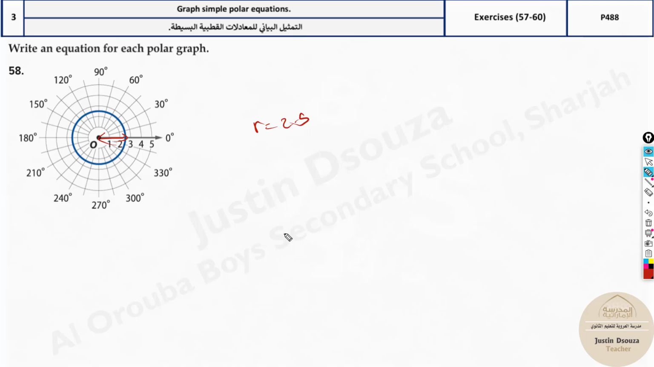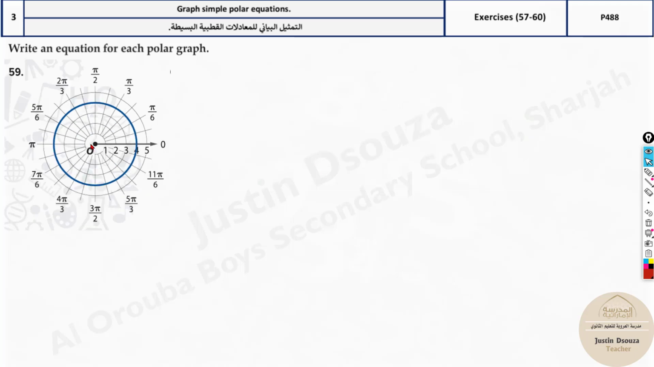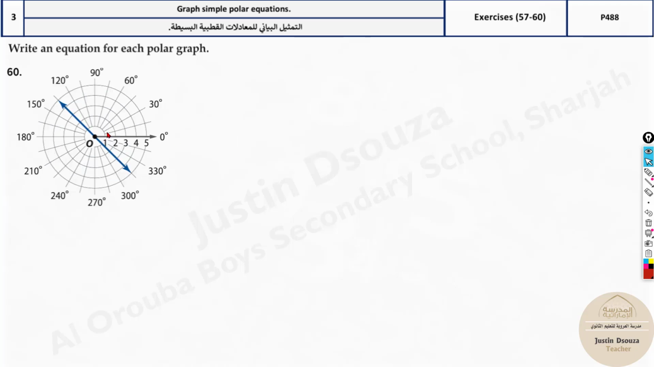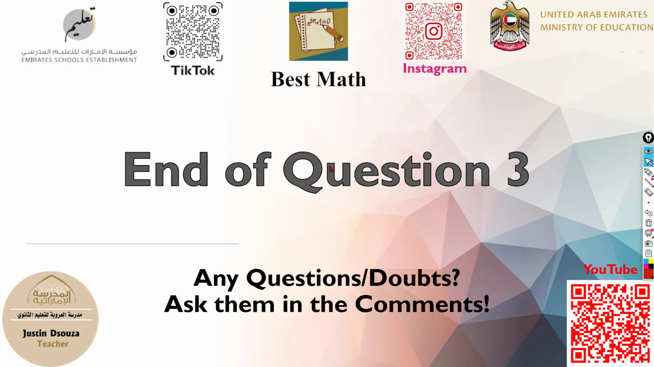So you can just remember, if it's a straight line, like these lines, theta equals something. If it's a circle, r is equal to something. So that's it. R is either plus 2.5 or minus 2.5. What about this? R is 4, plus or minus 4. And over here, theta, what is the angle? It's between 150 and 120, so it'll be 135 degrees. So theta is 135. And that's the end. Another simple and easy topic.